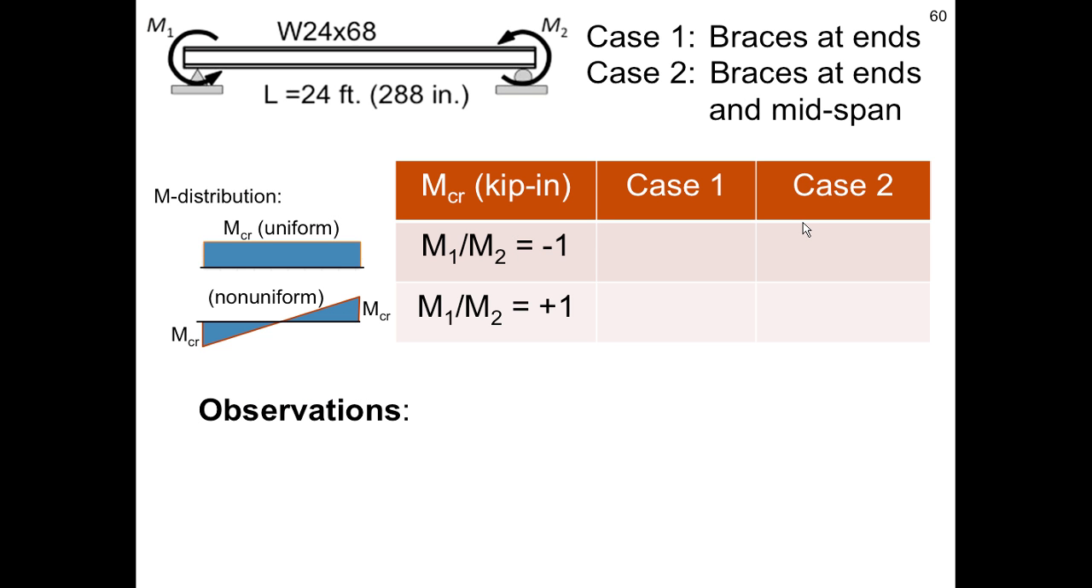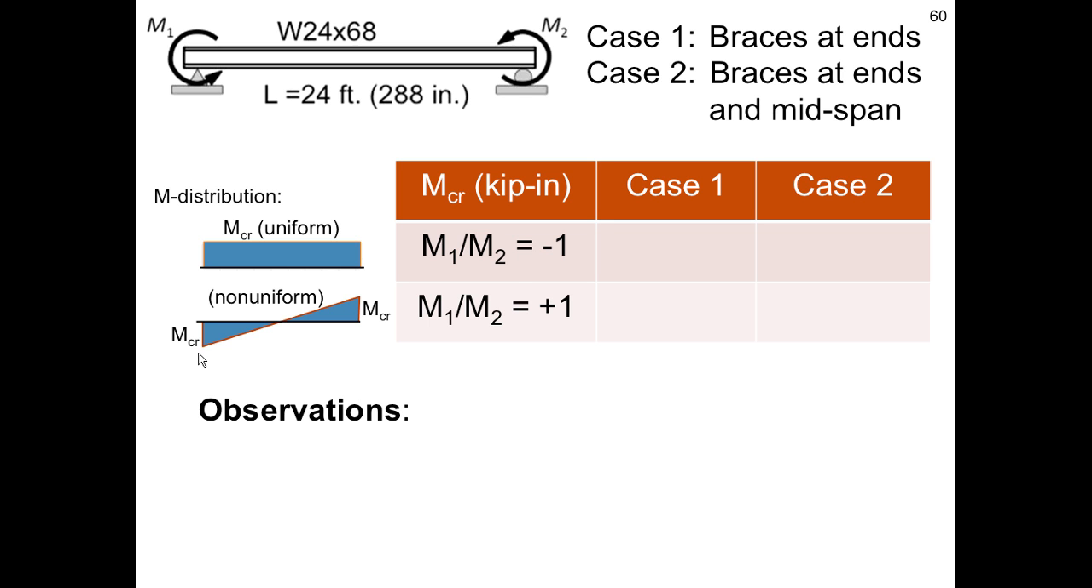Now, to give you a feeling of the fun that you can have in this learning module, we don't stop there. We're going to do two things. One, we're going to change the end moments. In one case, we'll have the end moments so it produces uniform bending across the member. And in the second, we're going to change the end moments so that we have non-uniform bending, with equal end moments at each end. All right. So those are those ratios at the two ends.